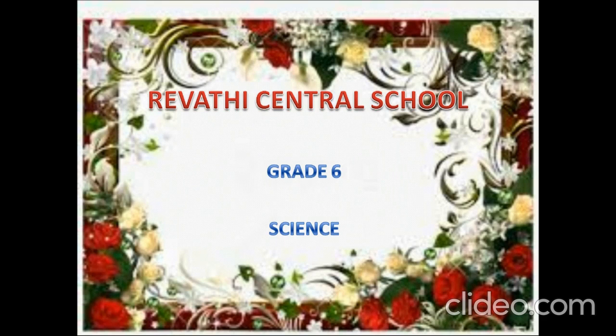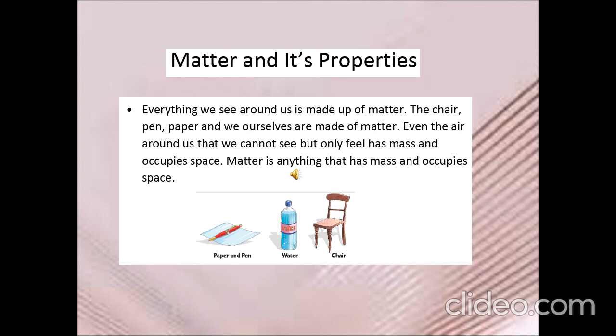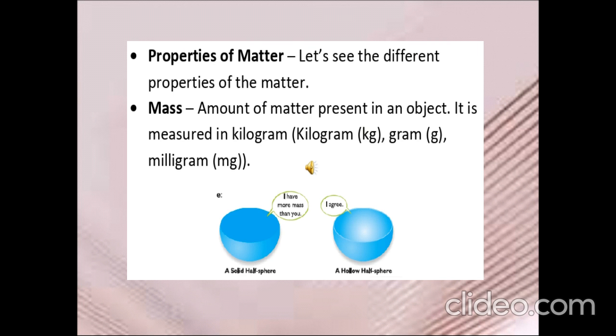Today we are going to discuss chapter 8, that is sorting materials. We had seen various topics in this chapter, right? Initially we saw matter and its properties. An object is made up of matter. It may be solid, liquid or gas, any type. So what are the properties of matter? It may have mass, weight and volume.